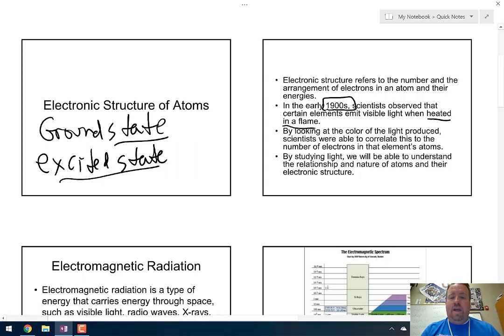Okay, and when they looked at the color of the light that was produced, they were able to correlate this to the number of electrons in that element's atoms. So we can look at different colors of light and different parts of light, and we can determine a lot about the electronic structure of the atom.